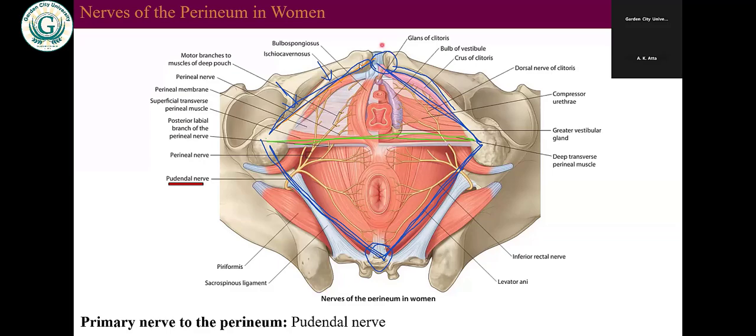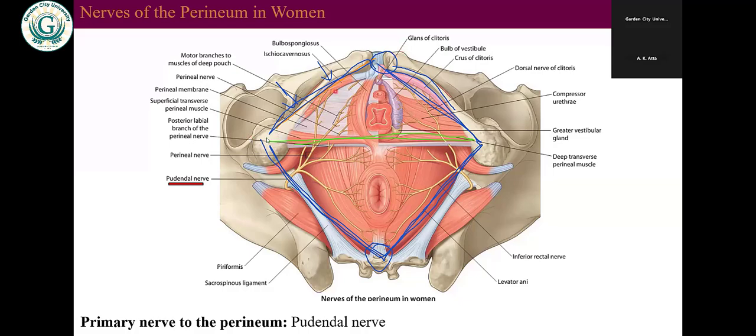Then the anterior triangle is called the urogenital triangle. Urogenital, because if this is the female, you see that this is the external urethral meatus. So that's the urethral aspect. The genital aspect, of course, here you can see the vagina. So the anterior triangle is called the urogenital triangle. The posterior triangle is the anal triangle.